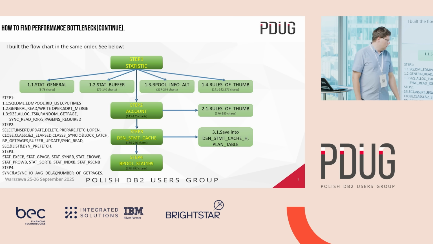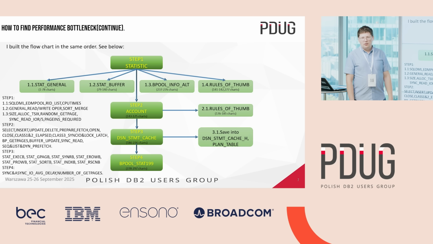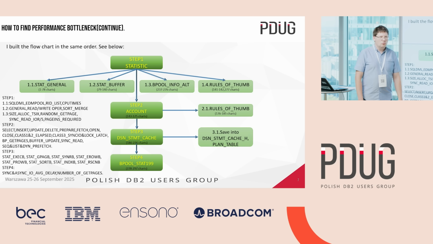Step 4 gives me information about how resources are used at table space level and index level, and helps me make the right decision about what I must do to improve performance.